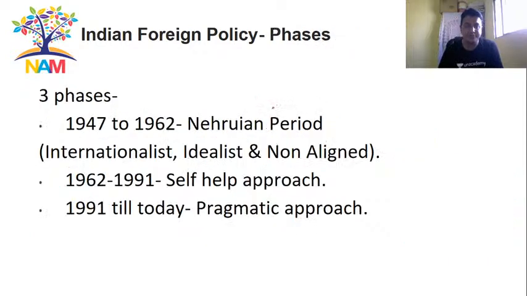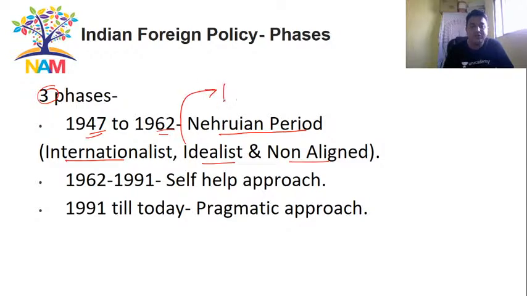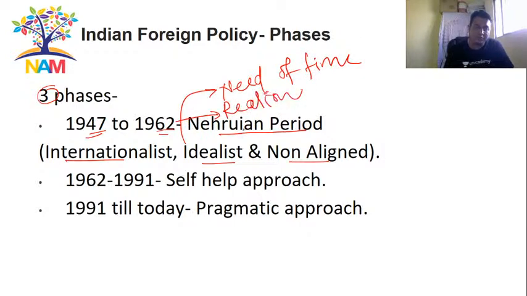Okay. Next, we mentioned in the last lecture three phases of Indian foreign policy. We mentioned 1947 to 62 as a Nehruvian period. This period is based on internationalism, idealism, and non-alignment. Some criticize Nehru as an idealistic person. There are a few critics, but yesterday we mentioned that it was a need of time. So Nehru's idealism is based on realism. So we mentioned that.